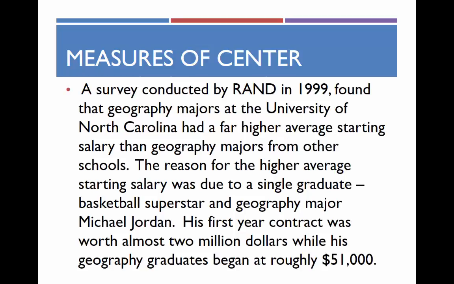A survey conducted in 1999 found that geography majors at the University of North Carolina had a far higher average starting salary than geography majors from other schools. The reason for the higher average starting salary was due to a single graduate, basketball superstar and geography major Michael Jordan. His first-year contract was worth almost $2 million, while his geography graduates began at roughly $51,000.